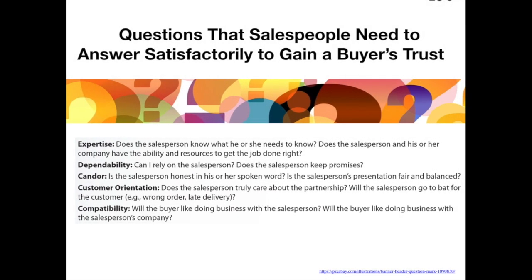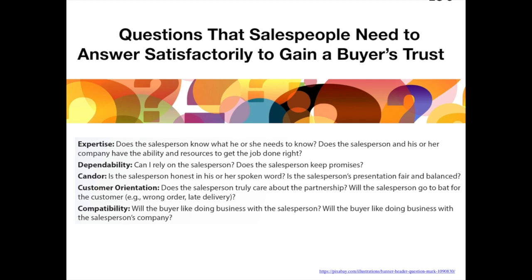Expertise is asking questions like, does the salesperson know what he or she needs to know? Are they qualified to talk about this product or service? Do they have the ability and resources themselves or within their company to get the job done right? Sometimes in a business-to-business environment, products are very technical and have very intricate specifications. Knowing that the salesperson understands all of those technical intricacies is important.